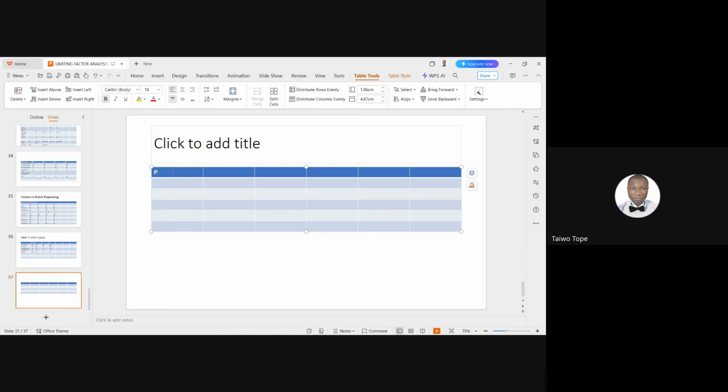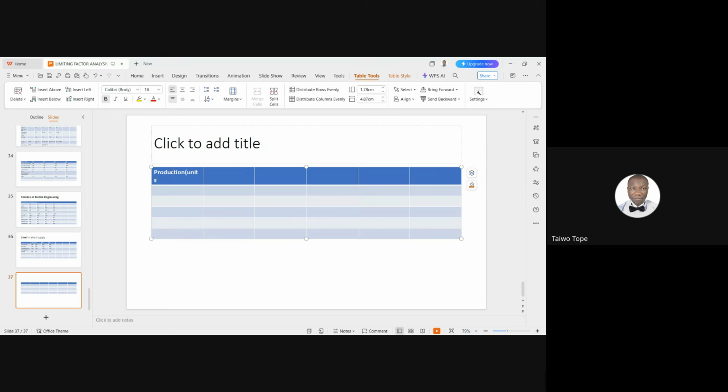So let me make this production in units. Then the steel used. How much steel are we going to use? Then the various products: TW, VE, EC, SE.